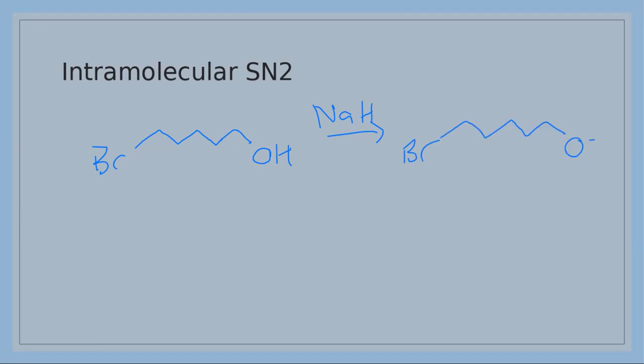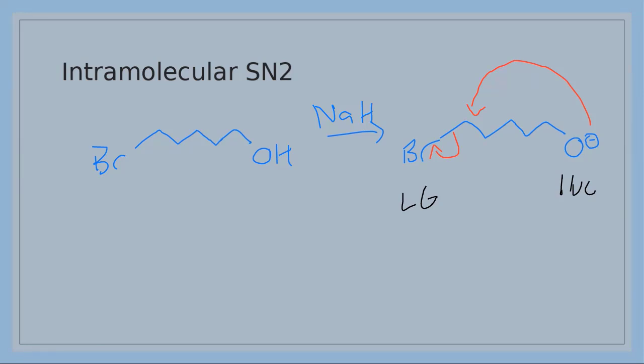Now we're going to form O minus like this. And so what happens is we have a leaving group here, we have a nucleophile right here. So we can actually have an attack from the nucleophile onto the same molecule like this. This is called the intramolecular SN2, because it's a nucleophile and a leaving group in the same molecule, it can attack itself.